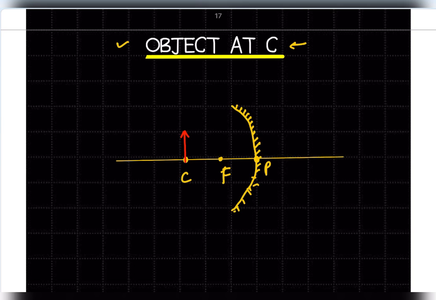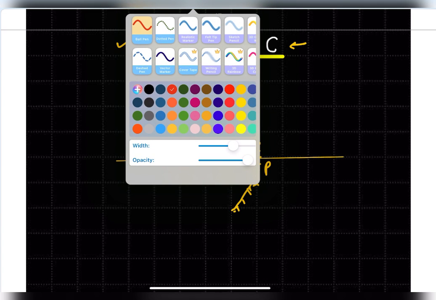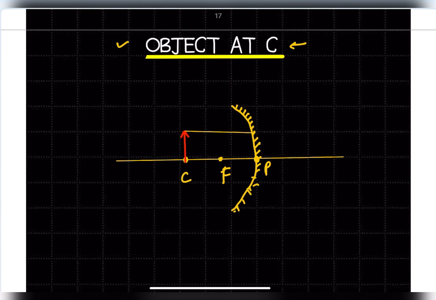It's very simple. You just draw a line parallel to principal axis like this. Okay, if a ray is parallel to principal axis like this, then after reflection it will pass through focus. You know the rule, right? Simple. Now another rule, first rule is okay, we have applied the first rule. We can apply the second rule also. So let's apply the second rule.